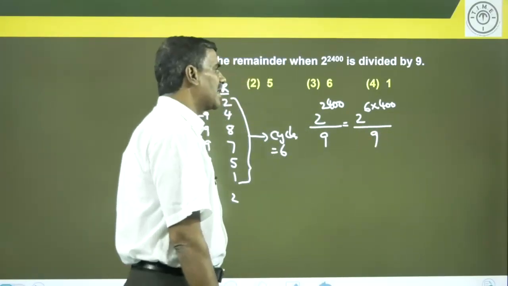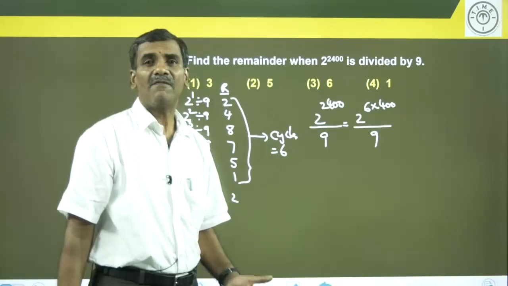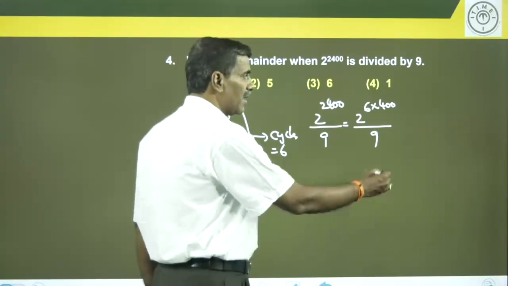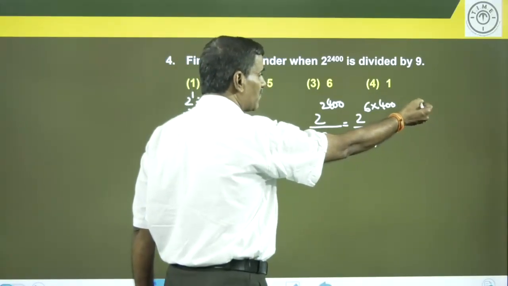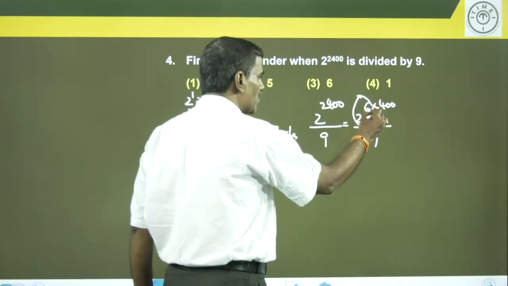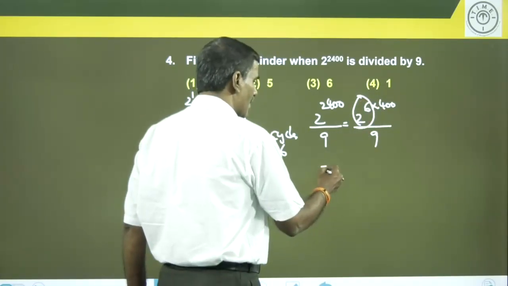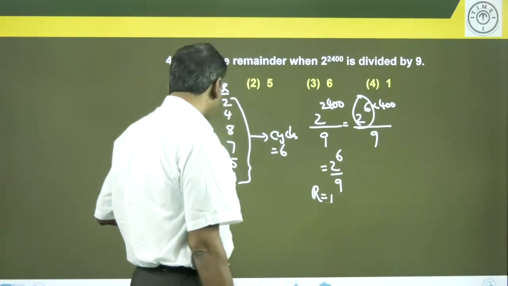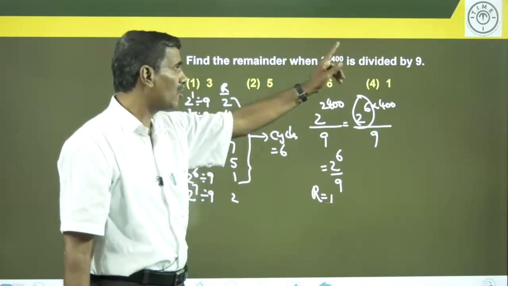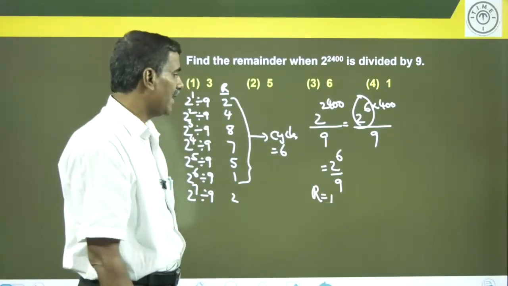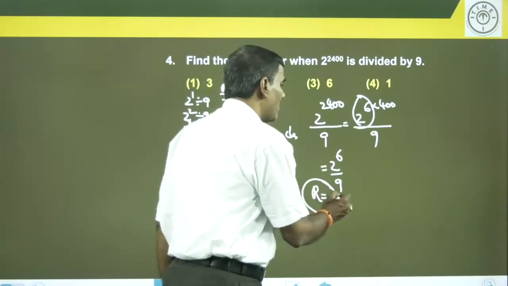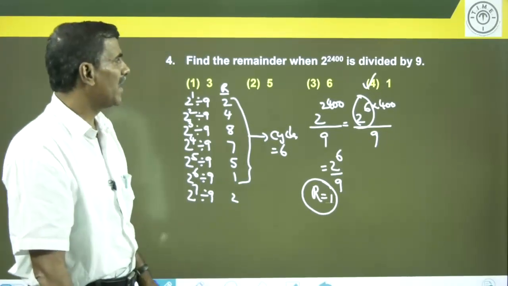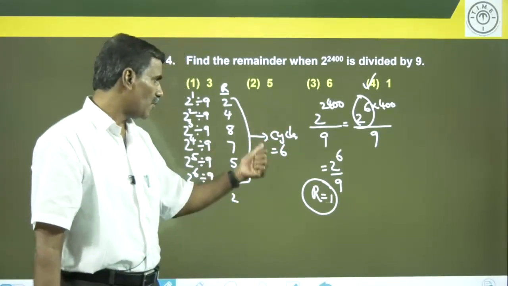Once we express the given index in terms of the cycle, if we have any remainder, we take the remainder. If there is no remainder, we consider the cycle portion here. As there is no remainder, we are not adding anything like plus 1 or plus 2. So we will be considering only the cycle portion. What is the cycle portion here? 2 power 6. If 2 power 6 is divided by 9, what is the remainder? 1. Already we have dealt with that one. So 2 power 2400 divided by 9 also gives remainder 1. So the answer for this question should be 1. So finding remainders, one of the approaches is the pattern method.